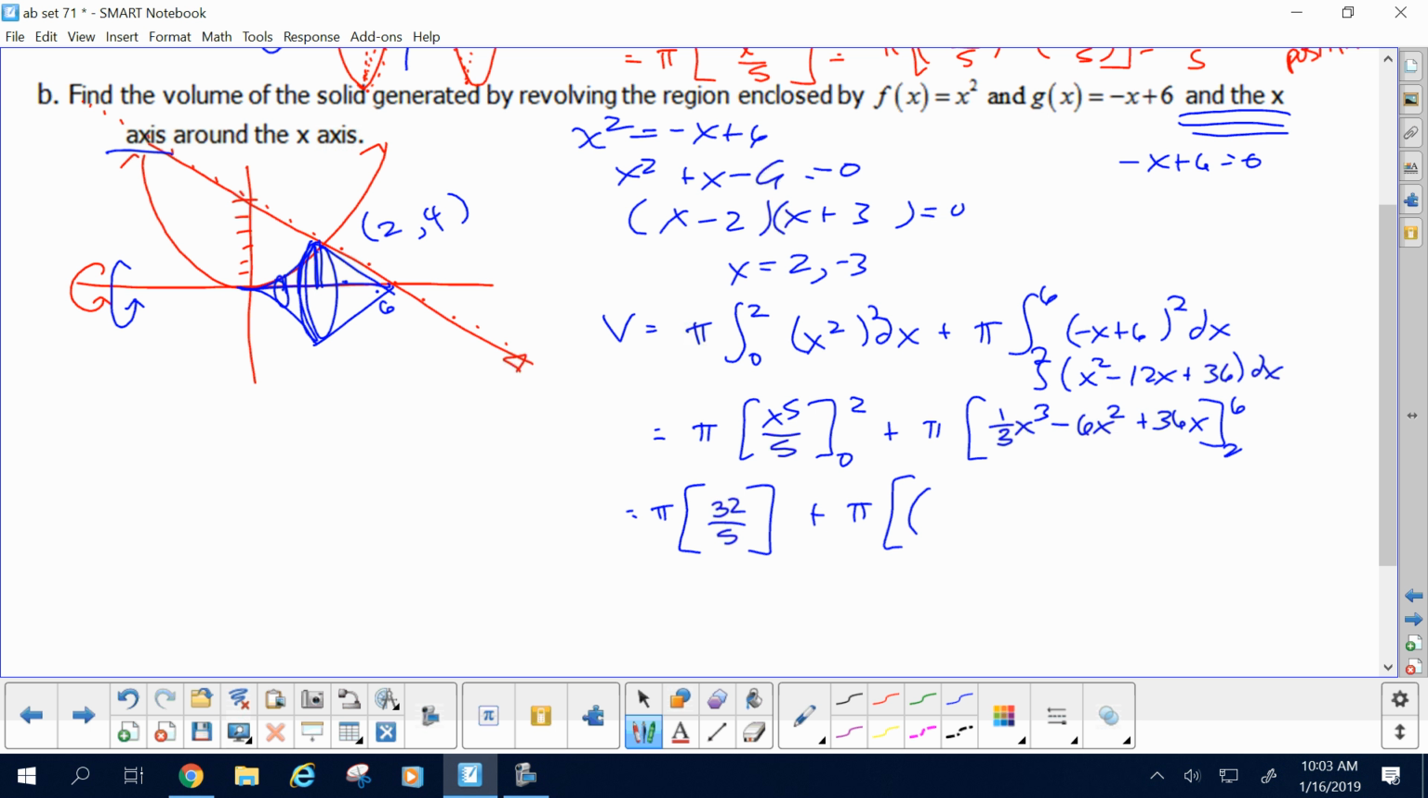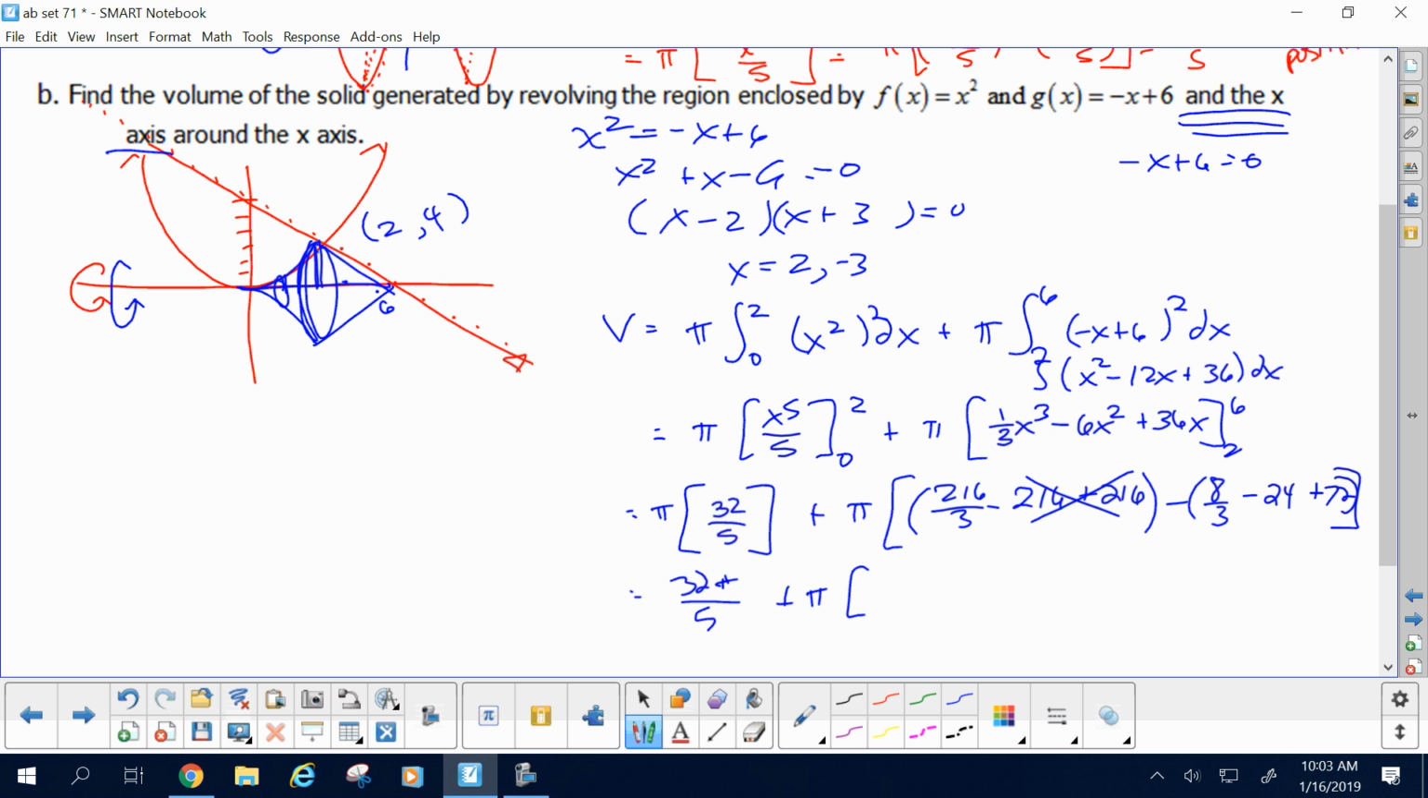What's 6 cubed? 216. 216 over 3 minus 6 cubed again, or 6 times 6 squared, so 216. Plus 36 times 6, 216, that's delightful. Minus 2 cubed over 3, 8 thirds, 2 squared times negative 6, negative 24, 36 times 2, 72. Cool. All right. 32 over 5, I'm going to still keep that over there. But pi. So these guys go away, yeah?